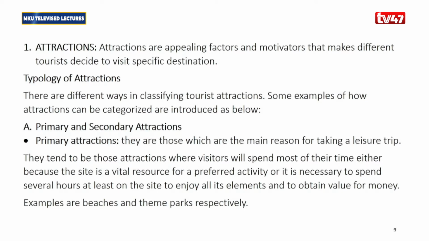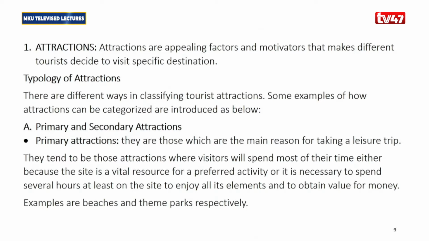So if I talk about primary attraction, I can say that these are the main attractions that make a person travel. And these are the main ones that may make one sacrifice and spend money and time. It doesn't matter how expensive, but that is the core attraction that makes this person want to go. For example, this person may want to come to Kenya and explore the Rift Valley of Kenya. So this person will spend most of the time around the Rift Valley, and he will spend all his money so long as he has fulfilled the purpose of seeing the Rift Valley in Kenya.